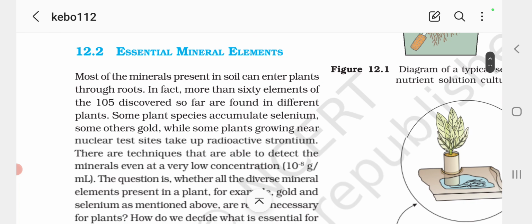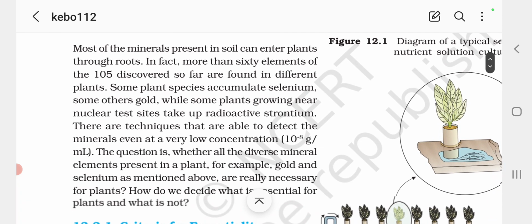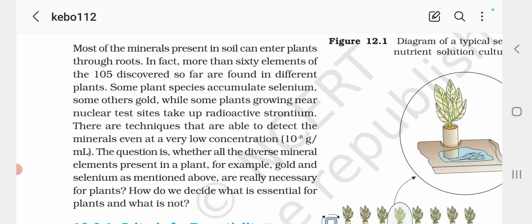12.2 Essential mineral elements. Most of the minerals present in soil can enter plants through roots. In fact, more than 60 elements of the 105 discovered so far are found in different plants. Some plant species accumulate selenium, some others gold, while some plants growing near nuclear test sites take up radioactive strontium. There are techniques that are able to detect the mineral even at a low concentration.